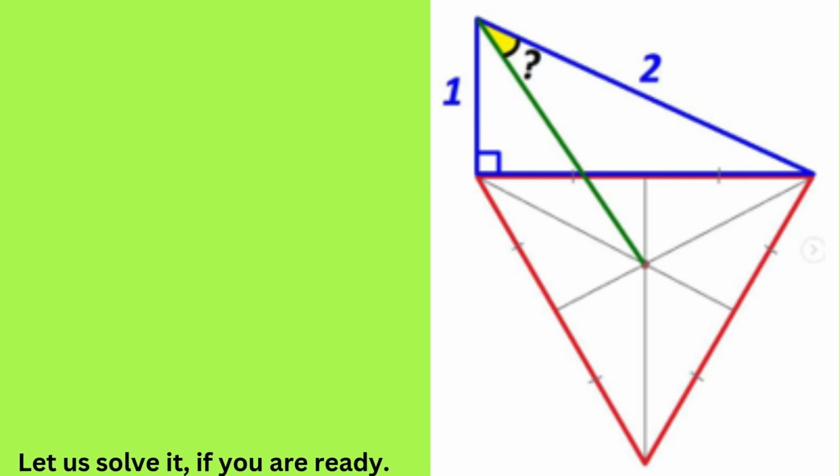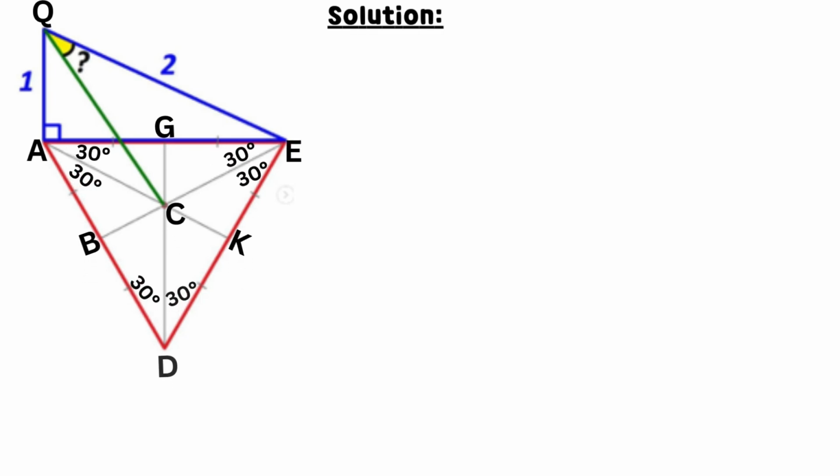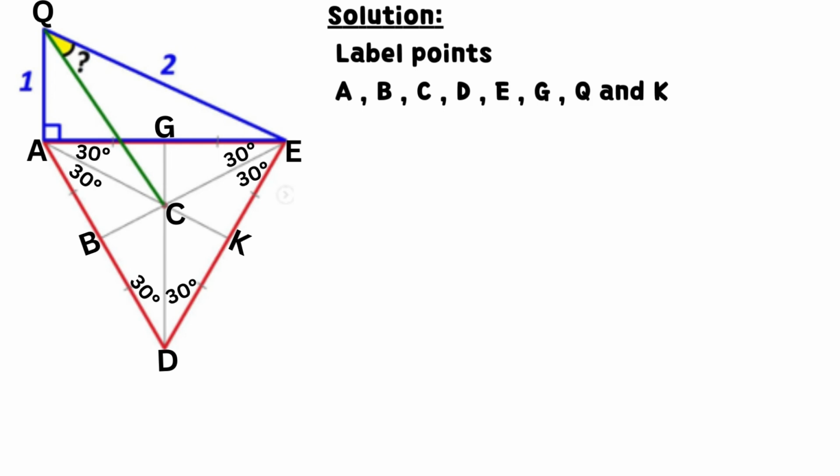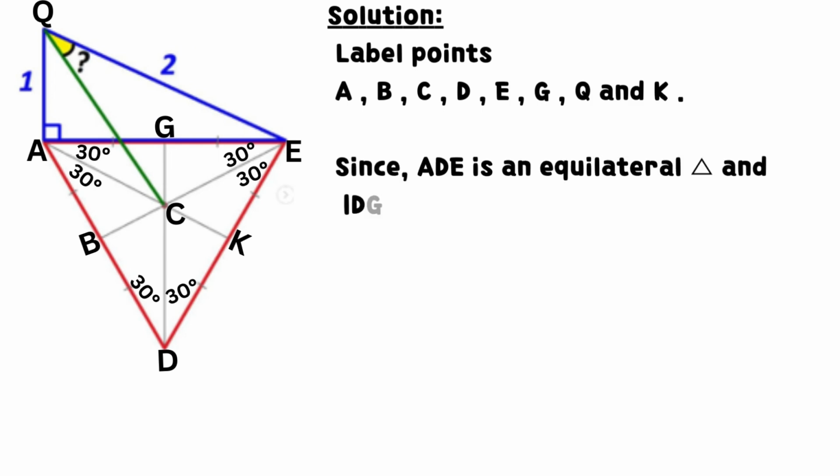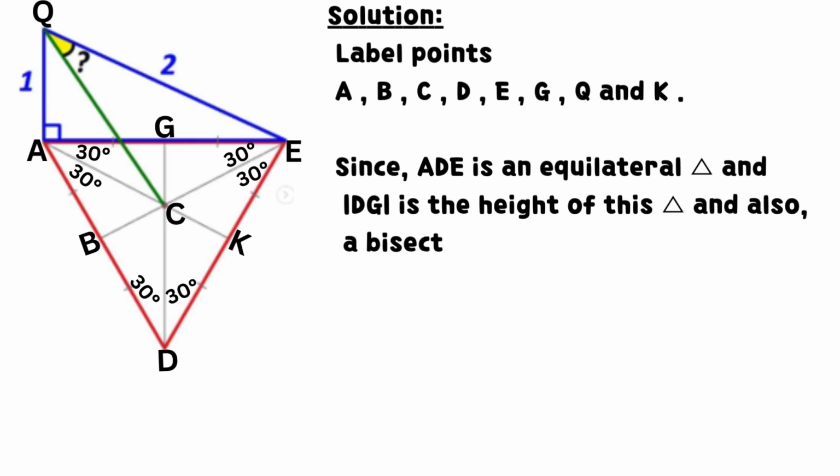What is the value of the yellow angle? Label points A, B, C, D, E, G, Q and K.